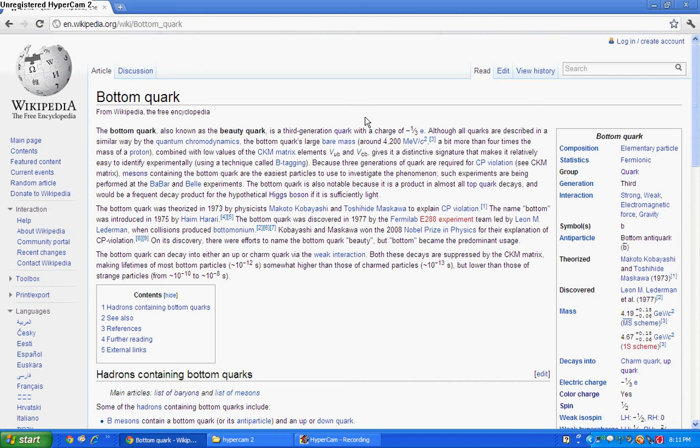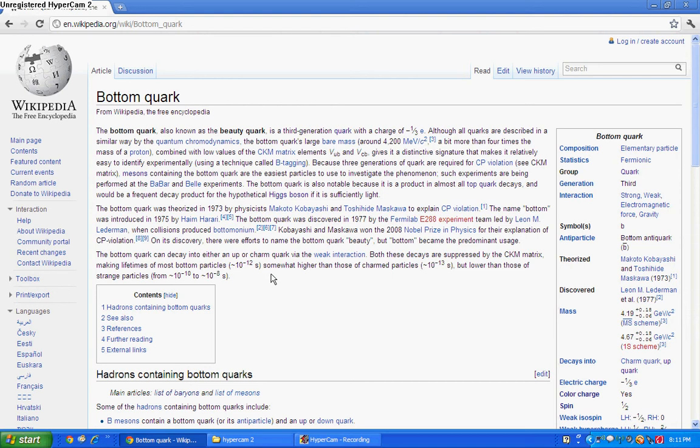The bottom quark was discovered in 1977 by Fermilab, another thing they've done. Like I said before, on discovery there were efforts to name it beauty, but as always, bottom became the predominant usage. And if bottom were called beauty, what would the top quark be called? Would it be called ugly? Probably the ugly quark. Anyway, that'd be really funny.